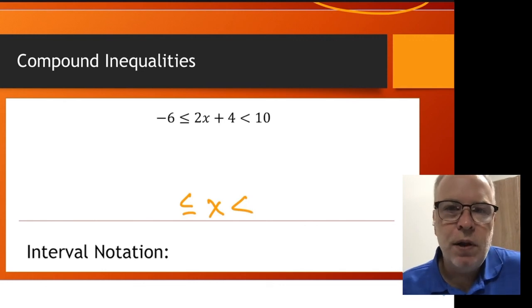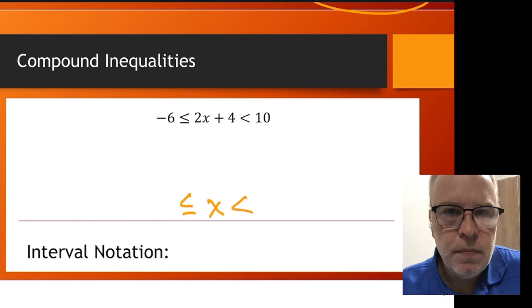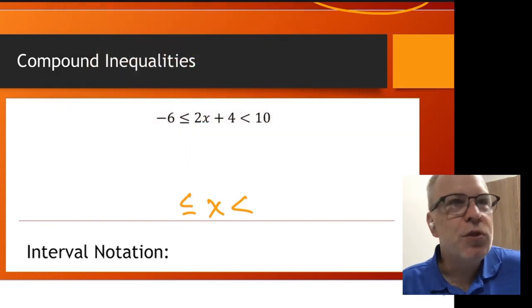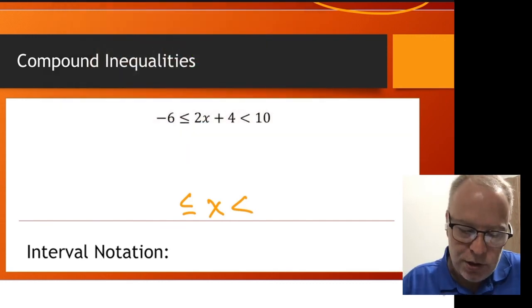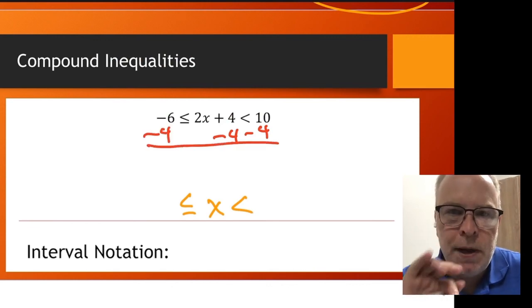So how do we get rid of the 4? We subtract 4. But wait, there's 3 sides here. So I'm going to minus 4 from all 3 sides. See how crazy this is? We've added a third dimension. Just wait for the 4th dimension.